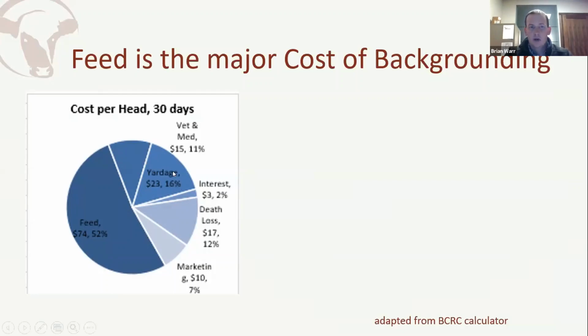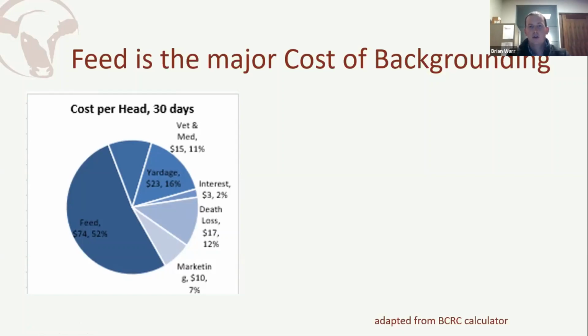Of course, yardage will go up as we keep the cattle longer, but our vet med cost is fairly fixed. Our death loss, I set at 1.5%. Our marketing cost is set at $10, but all those things together are less than half of our cost.